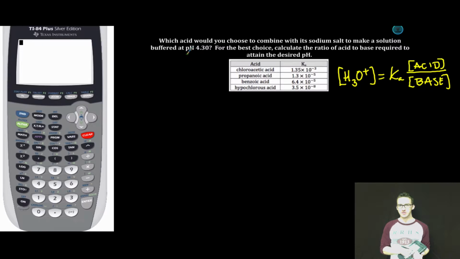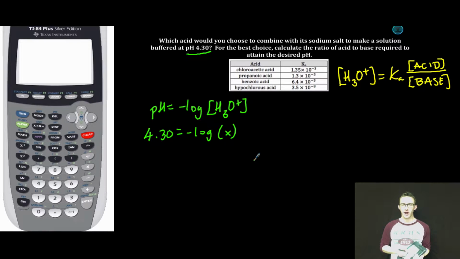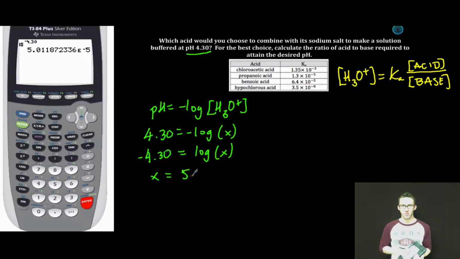Boom. All right, the first thing I'm going to do is think about what the hydrogen ion concentration is when the buffer solution has a pH of 4.30. Recall that pH is equal to the negative log of the hydronium ion concentration. If our pH is 4.30, how do I solve for x? Divide each side by -1, then let's go exponential. Second, log negative 4.30, x equals 5.0 times 10 to the minus 5 molar. That is my hydronium ion concentration.